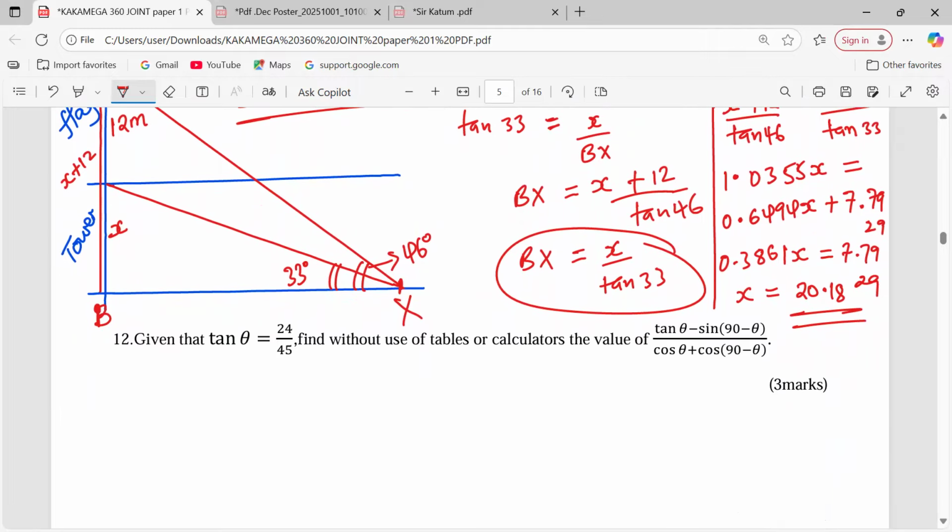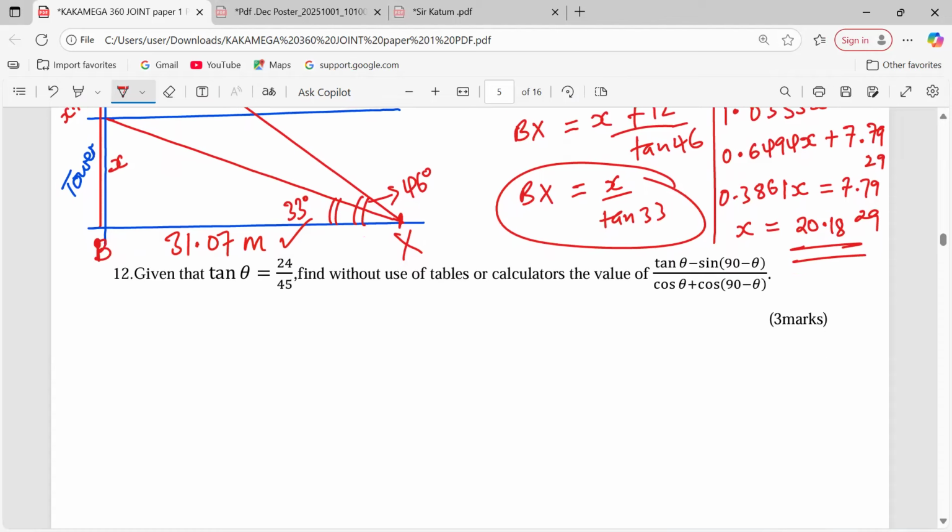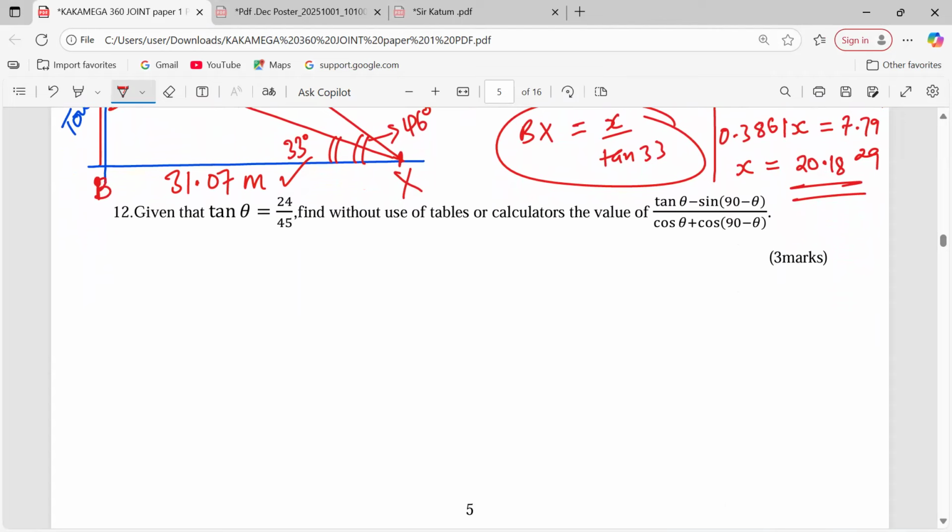Very interesting. This one is very interesting. Number 12. Given that the tan beta equals 24 over 45, find without use of tables or calculators the value of.